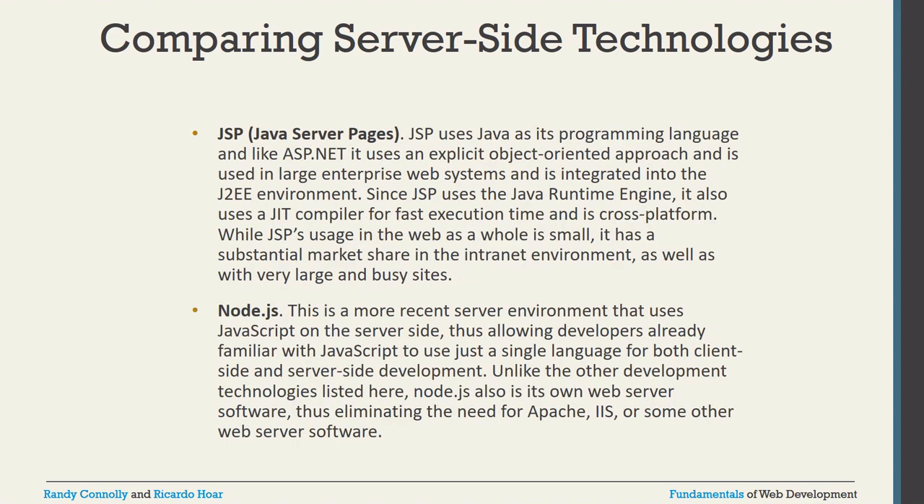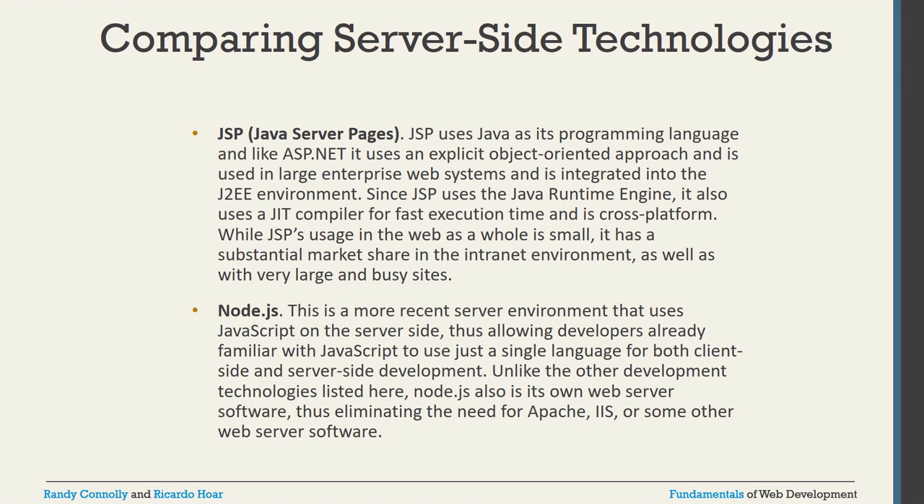Another thing is JSP, that is called Java Server Pages. JSP is generally the Java programming language like ASP.NET, but it uses an explicit object oriented approach, and it is used in large enterprise web systems and integrated into the J2EE environment also. JSP uses the Java runtime engine JRE, and it also uses the JIT compiler, the Java just in time compiler, for fast running, and it is cross platform, so we can use it on any platform.